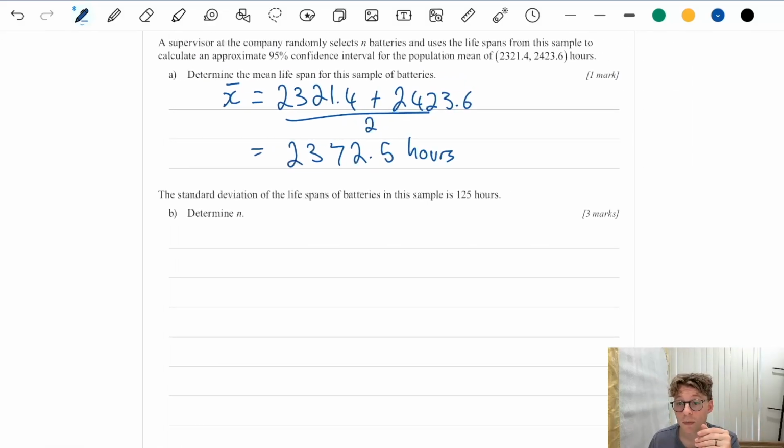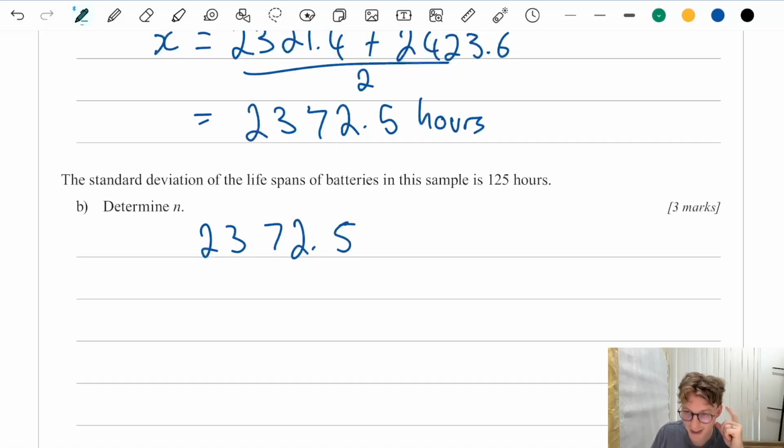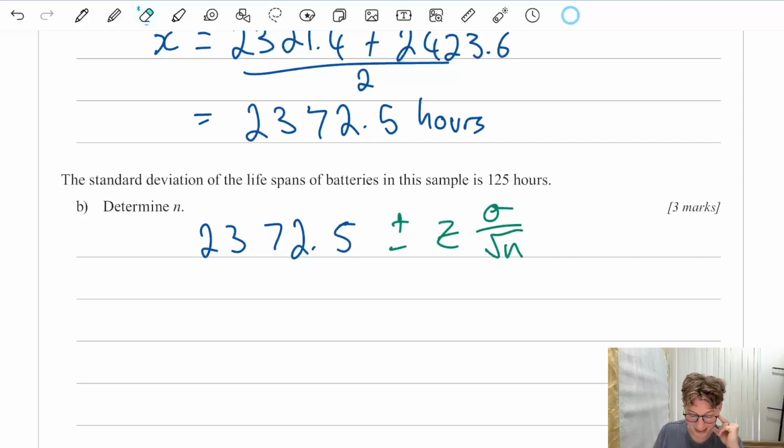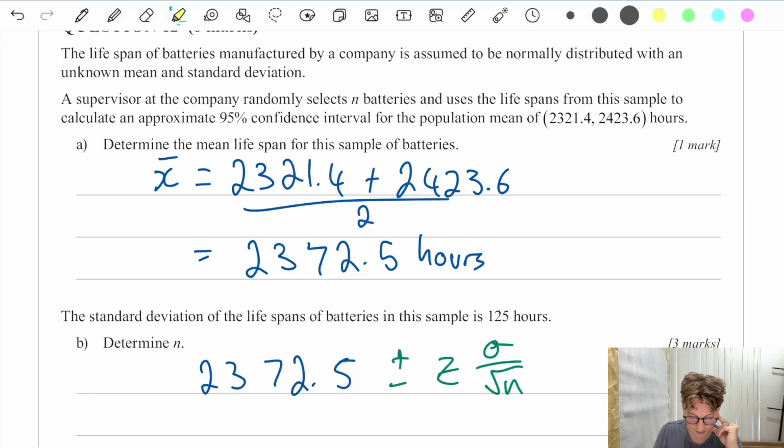Basically, we don't know what the number of things in the sample is, but we do now know what the mean is. So my confidence interval is given by 2372.5, and I'm going to put this part in green because I'm going to erase it, plus or minus my z-score multiplied by my standard deviation divided by the square root of n. I know my z-score because I know my confidence interval specifically is for 95%. That was given in the question. So my z-score for a 95% confidence interval is going to be 1.96.